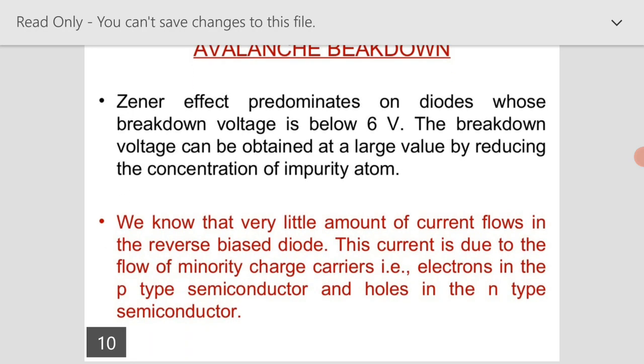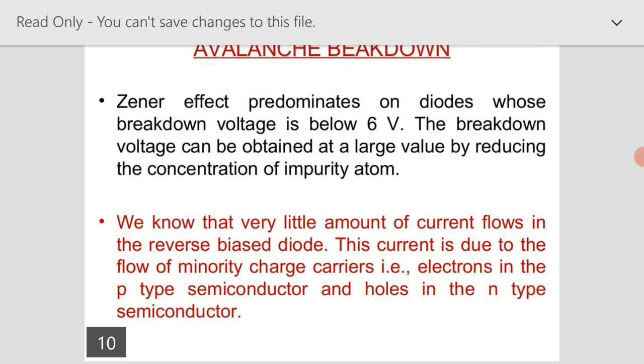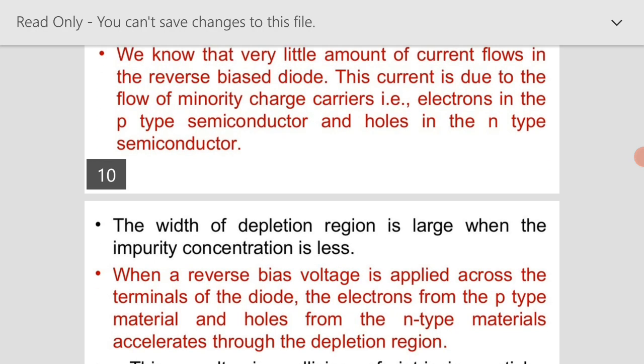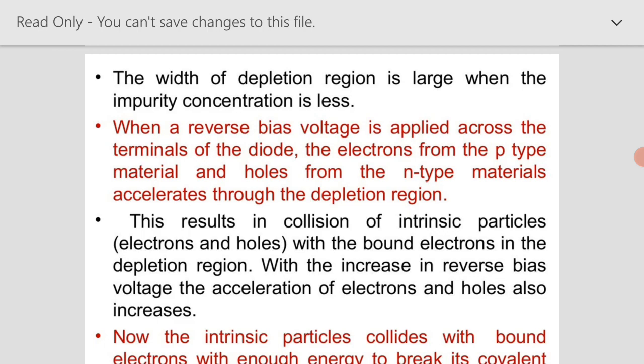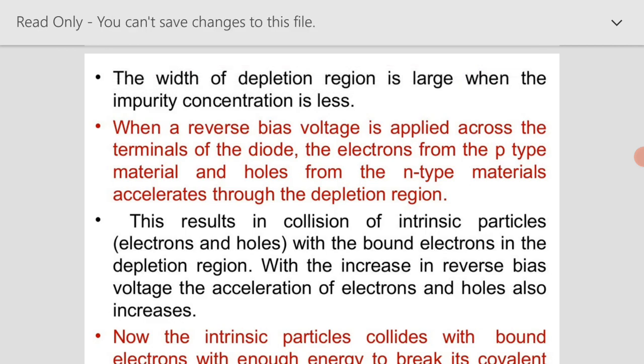We know that a very small amount of current flows in a reverse-biased diode. This current is due to the flow of minority charge carriers, that is, electrons in the p-type semiconductor and holes in the n-type semiconductor. The width of the depletion region is large when the impurity concentration is less. When a reverse bias voltage is applied across the terminals of the diode, the electrons from the p-type material and the holes from the n-type material accelerate through the depletion region.